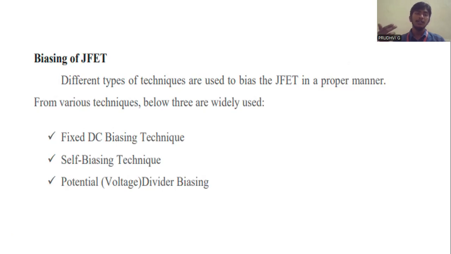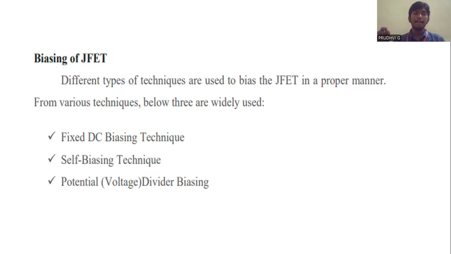If we look into the fixed DC biasing, the external voltage is used, and then we calculate the drain current ID, and the VDS, the voltage between the drain and the source, using some basic formulas. Obviously, by using Ohm's law, we calculate that VGG is equal to VGS, and that's how it's done.